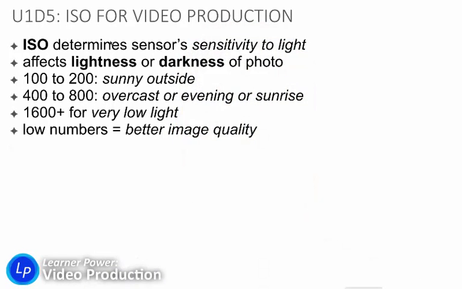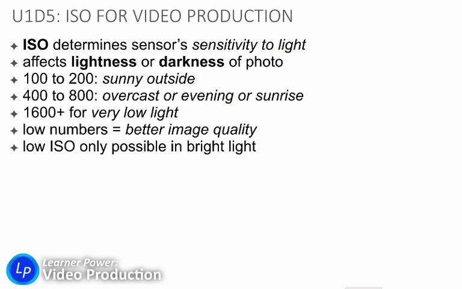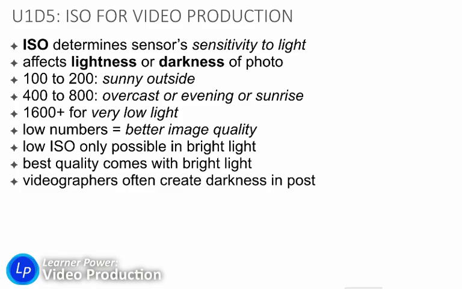In video production, we generally are not going to go that dark. Photographers can be more sensitive to light than us videographers can be. In general, lower numbers for your ISO setting are going to give you a better quality shot. So the more light you can put on your subject, the lower number ISO you can use. And if you're shooting at an ISO of 100, 200, you're going to get a better quality image. With all but the most expensive cameras, you've got to have a low ISO number and a high amount of light. And so you can only get those ISOs in bright light conditions. Best quality comes with bright light.